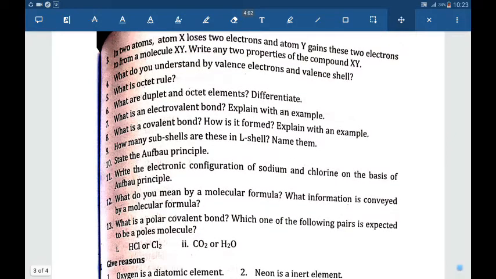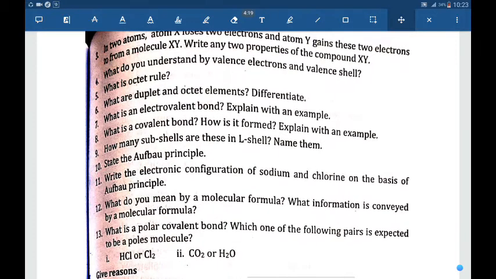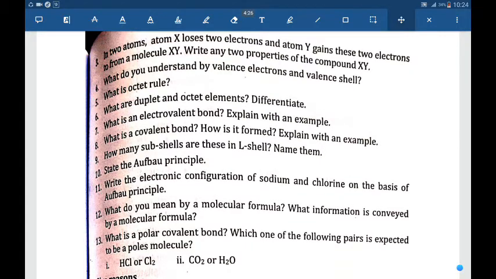Compounds like XY are soluble in water, and they conduct electricity in a molten or aqueous solution. They conduct electricity in a molten or aqueous solution.